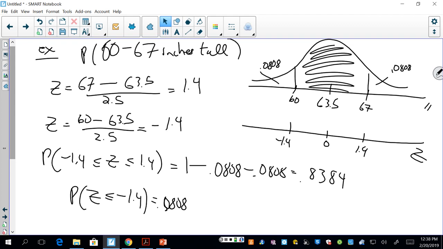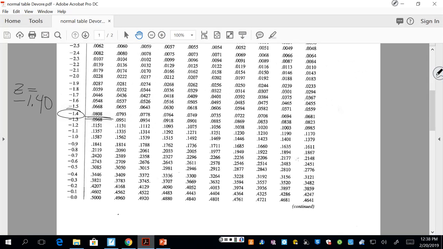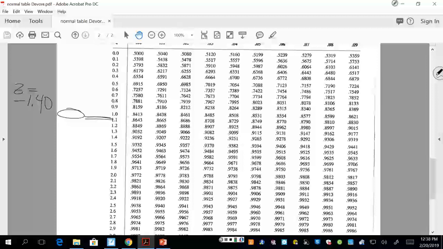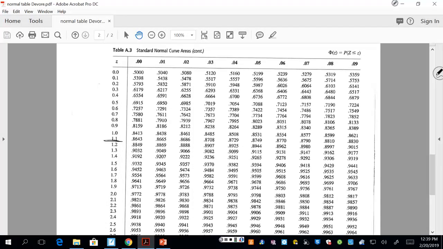For this, let's also look up the 1.4 on the second half of the table. On page 2, it also gives you the positive areas. Some books only give you half, maybe only the positive ones. But here's 1.4, we're looking under the Z value of 1.4. So the probability that Z is less than or equal to 1.4, with the 0 for the second decimal, is 0.9192.